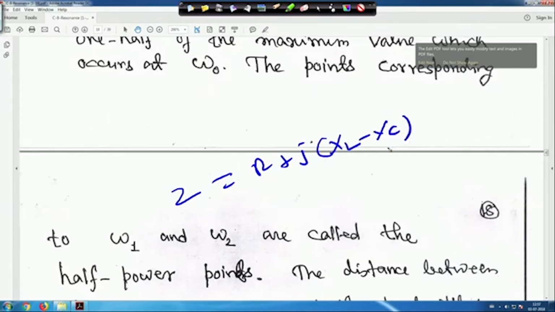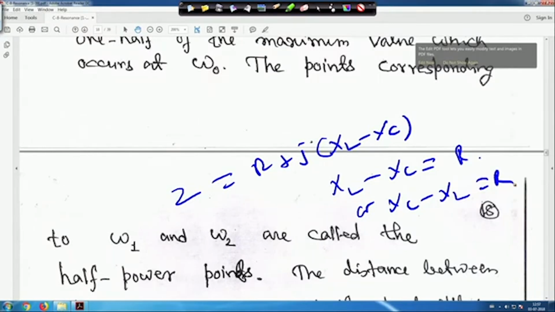Two things can happen. Because it is half power frequency, root 2 has to come. So XL minus XC may be R, or the other way around, XC minus XL may be R. Two conditions may happen.